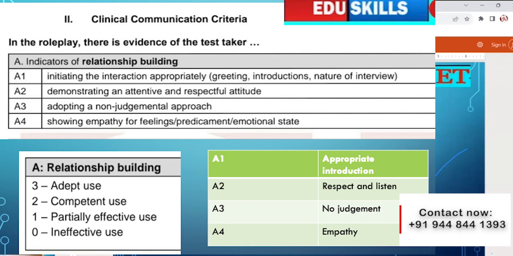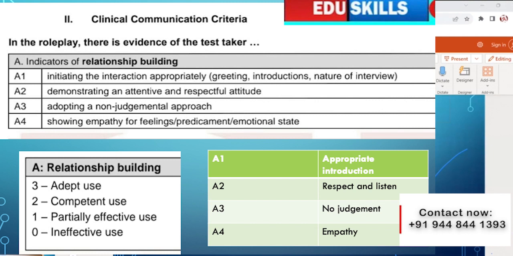Many of the candidates, I think, consider relationship building to mean opening, I mean, starting the role play. It is not like that. If you go through this clinical communication criteria, you can clearly understand how to open your role play.